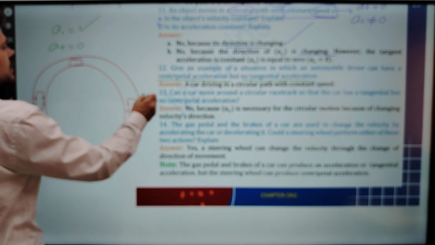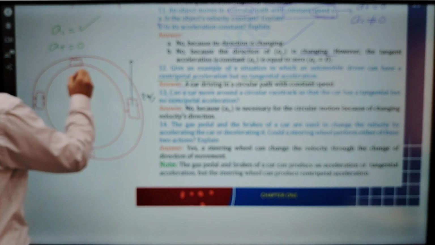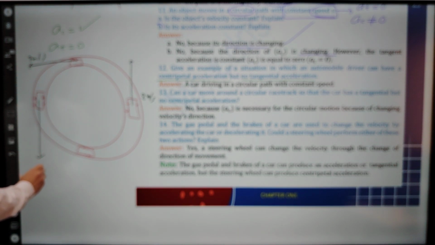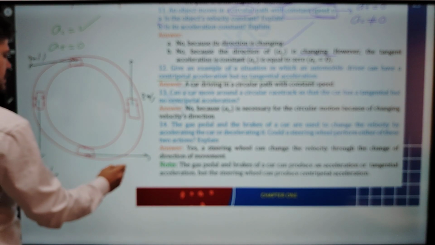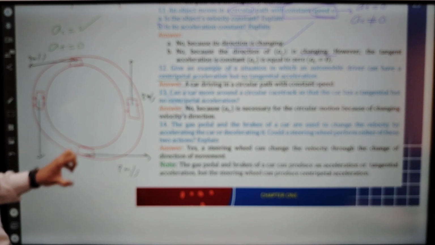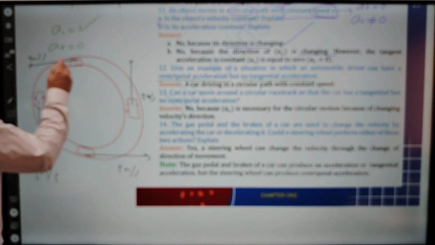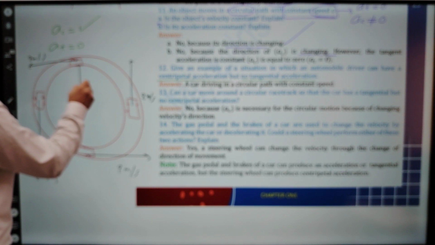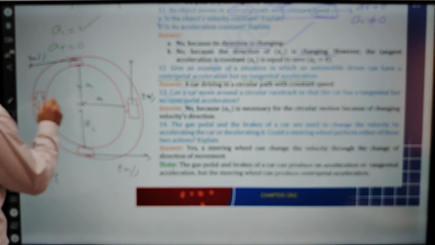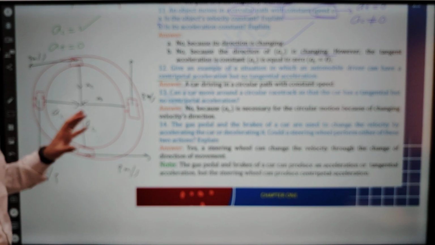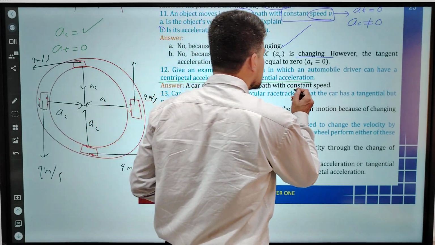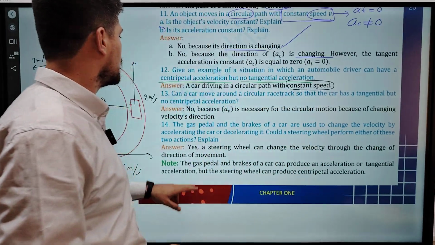For example, 2 meters per second here and 2 meters per second also. 2 meters per second. As you can see, the speed doesn't change. The speed is constant. So that is why the object has only a_c. The object has only what? Centripetal acceleration. A car driving in a circular path with constant speed, not constant velocity.